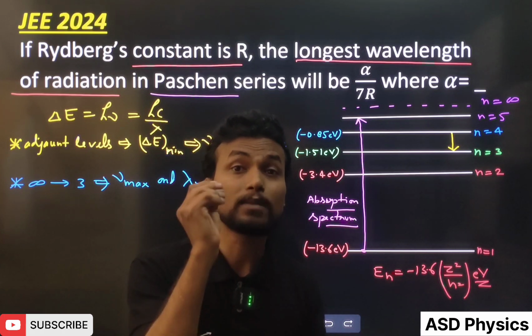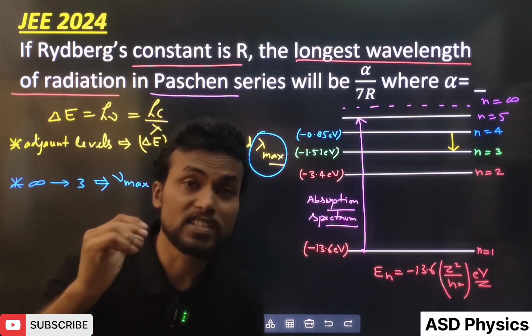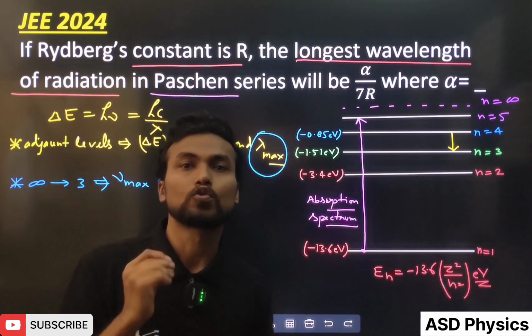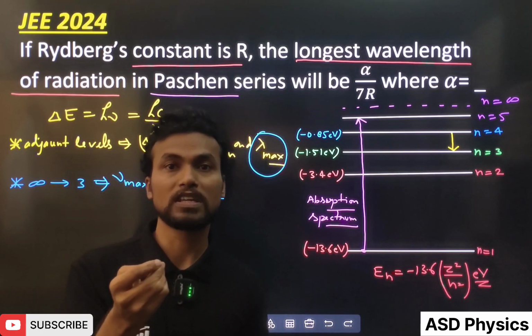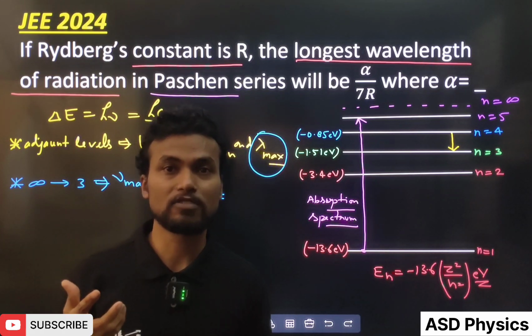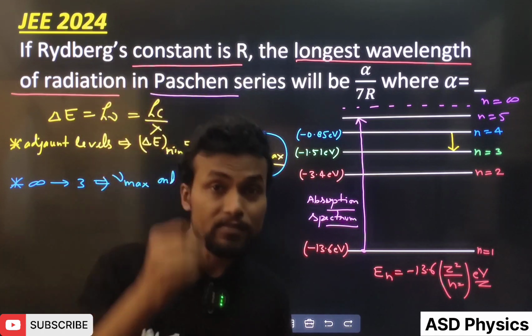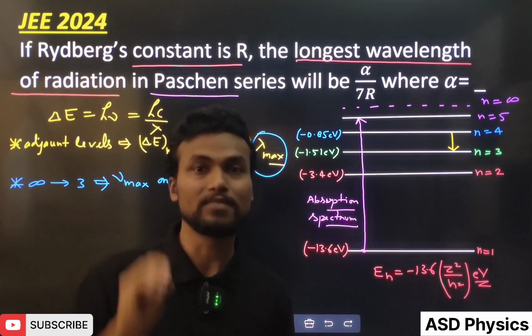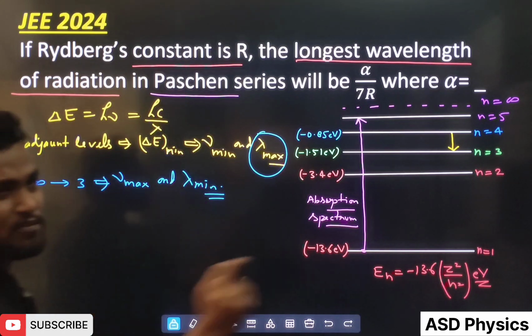Again listen very properly because the concept is important. If I talk about maximum wavelength, which wavelength? Maximum wavelength always is adjacent orbit. That means Lyman means 2 to 1, Balmer means 3 to 2, Paschen means 4 to 3, like this. If I talk about minimum wavelength or maximum frequency, so Lyman means infinity to 1, Balmer means infinity to 2, Paschen means infinity to 3. Okay, now the concept is very clear. Now students, we can solve this question in a very easy way.